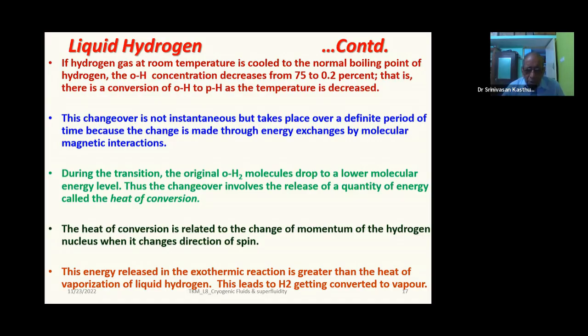And this heat of conversion that is released is related to the change in the momentum of the hydrogen nucleus, which changes the direction of the spin. So this energy released by an exothermic reaction is greater than the latent heat of vaporization, and therefore liquid hydrogen gets converted to vapor hydrogen. This we already know that.